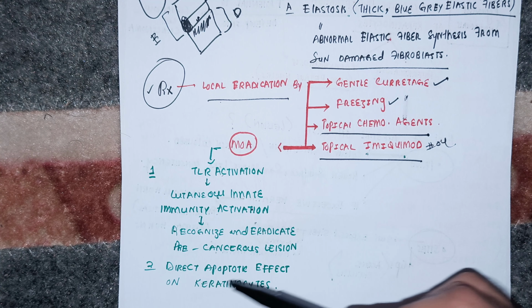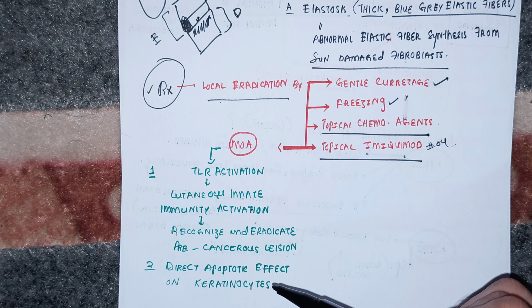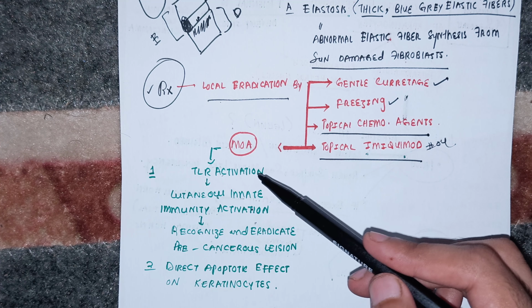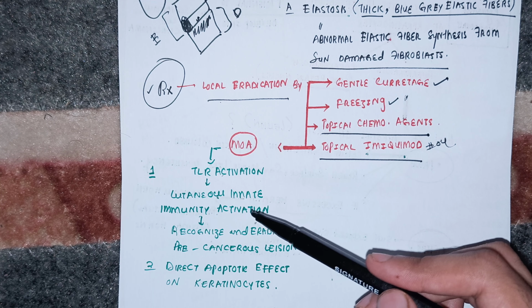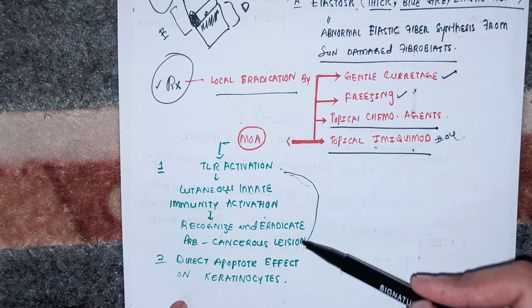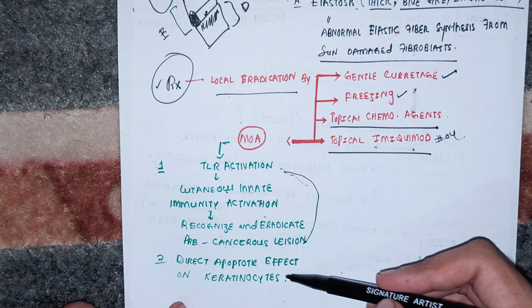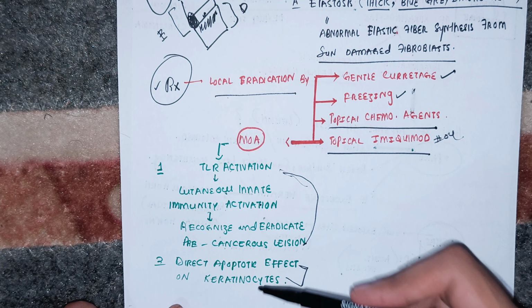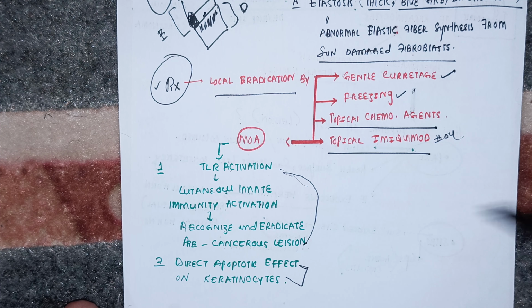Number 2 is a direct apoptotic effect on the keratinocytes. Imiquimod works by activating TLR and innate immunity, but apart from this, it also has a direct apoptotic effect on the keratinocytes, so it directly kills the dysplastic keratinocytes.